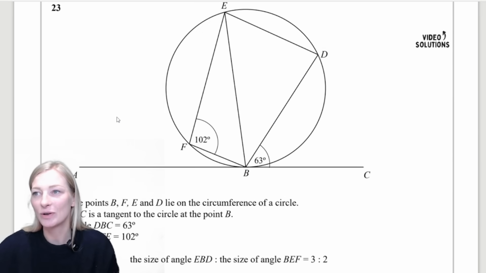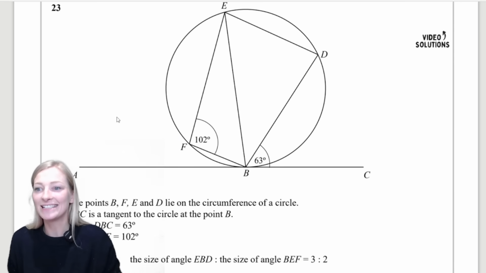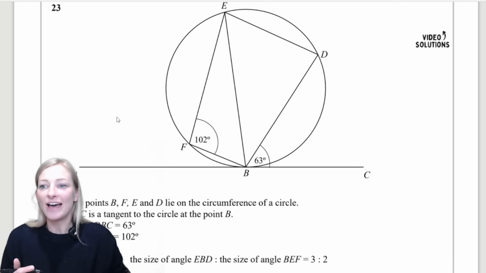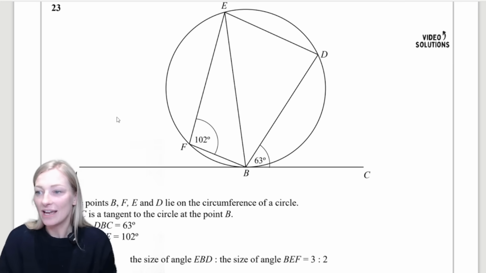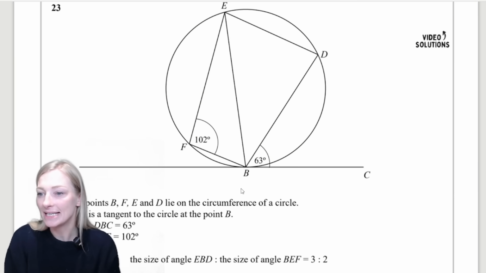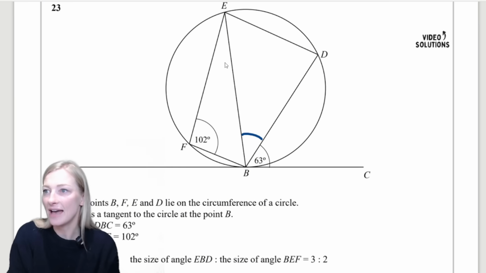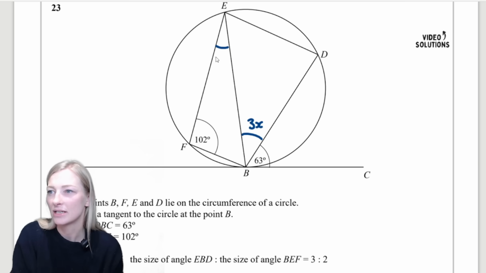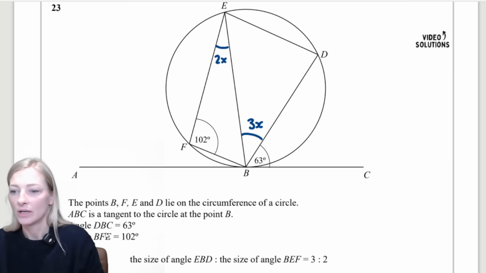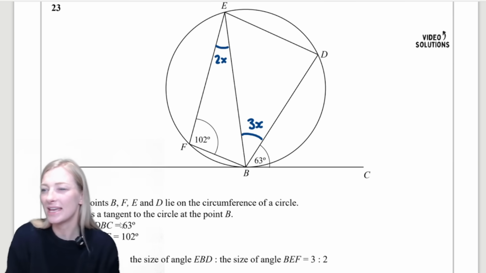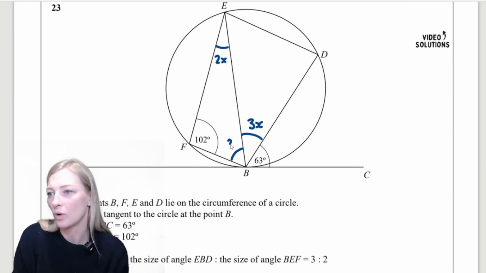Fabulous. And last but not least, question number 23 is indeed circle theorems. Right, the points B, F, E and D lie on the circumference of a circle. ABC is a tangent, angle DBC is 63, and angle BFE is 102. The size of angle EBD, so this one, to the size of angle BEF, so this one, is in the ratio 3 to 2. So I can put 3x and 2x there if you wanted to. Okay, calculate the size of angle FBE. So this is the one we want to work out.